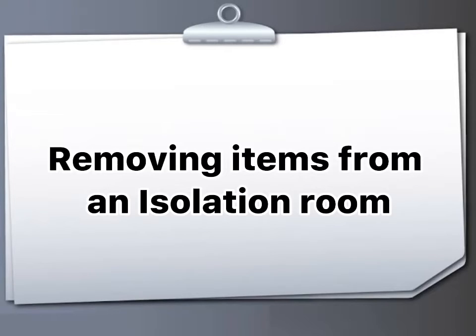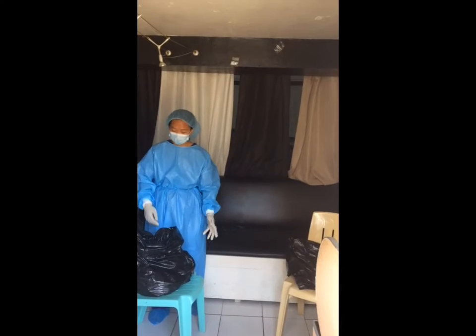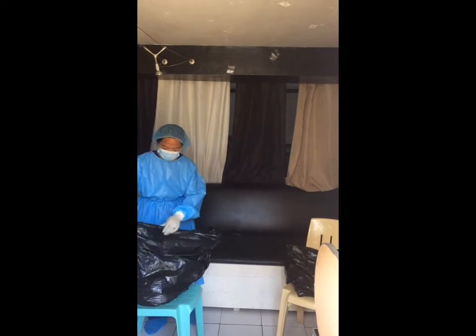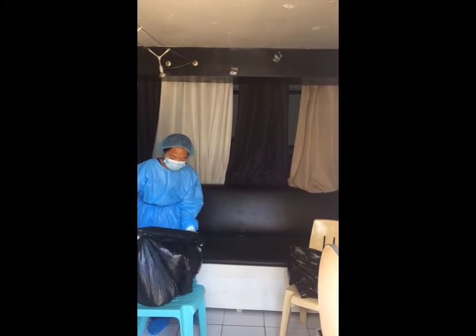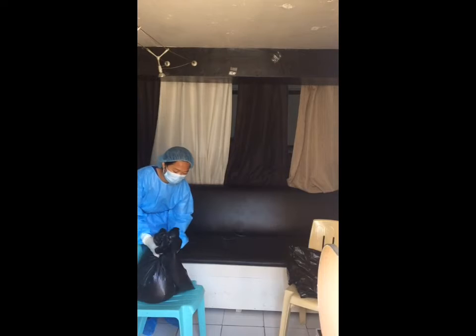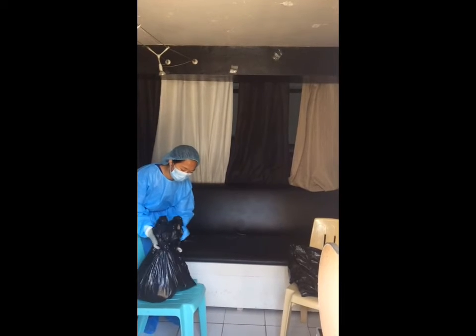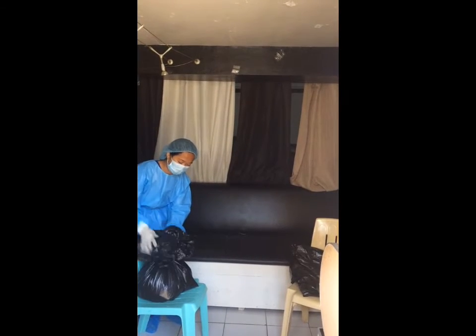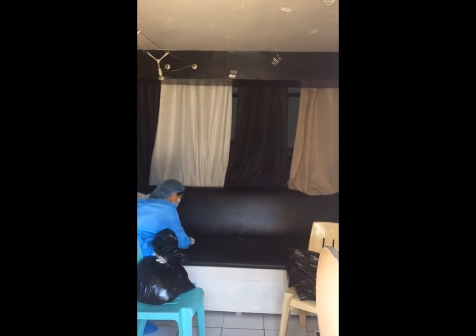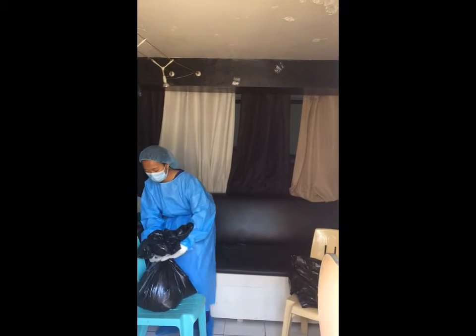Removing items from an isolation room. Close the half to 3/4 full contaminated bag inside the isolation room. All items contained in isolation bag to be returned to CSR are listed on the tag, which is placed on the outside of the bag.